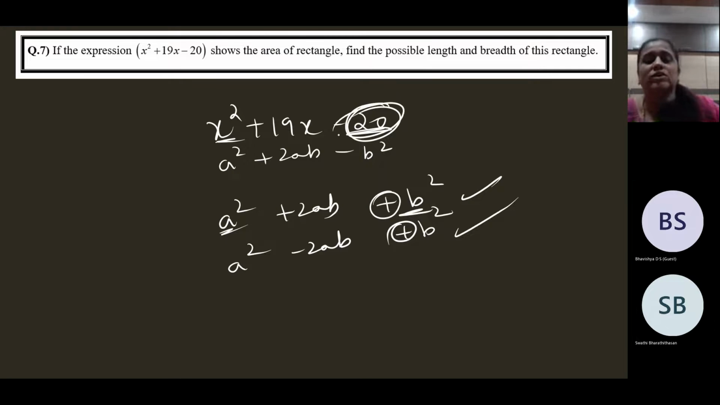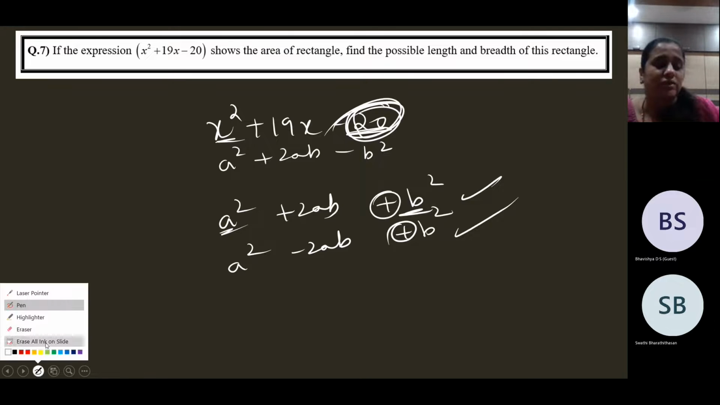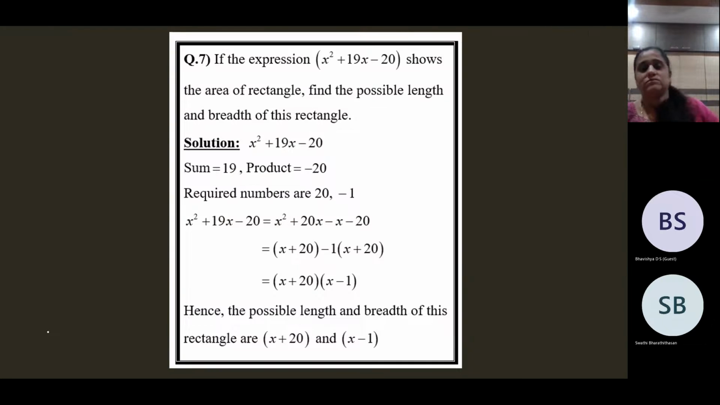Another reason is because 20 is not a perfect square. 4 4s are 16, 5 5s are 25. 20 is not a perfect square. Yeah, this is the answer.